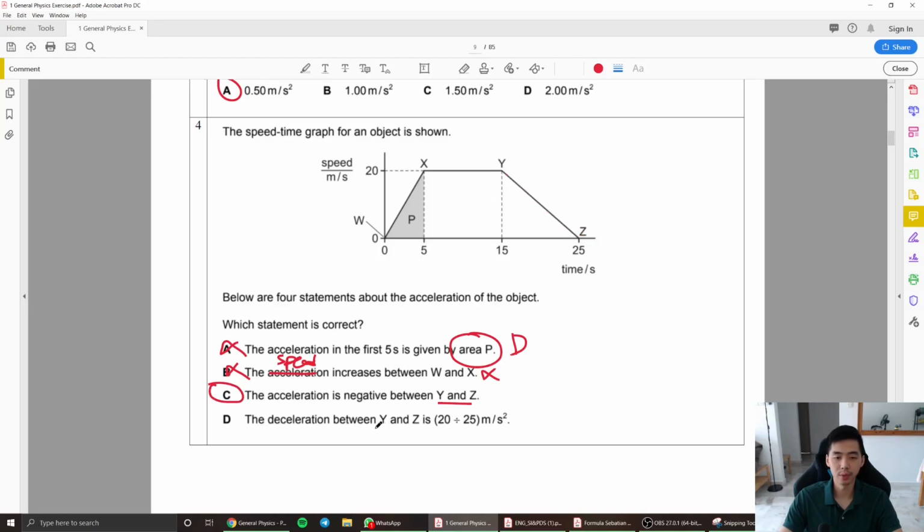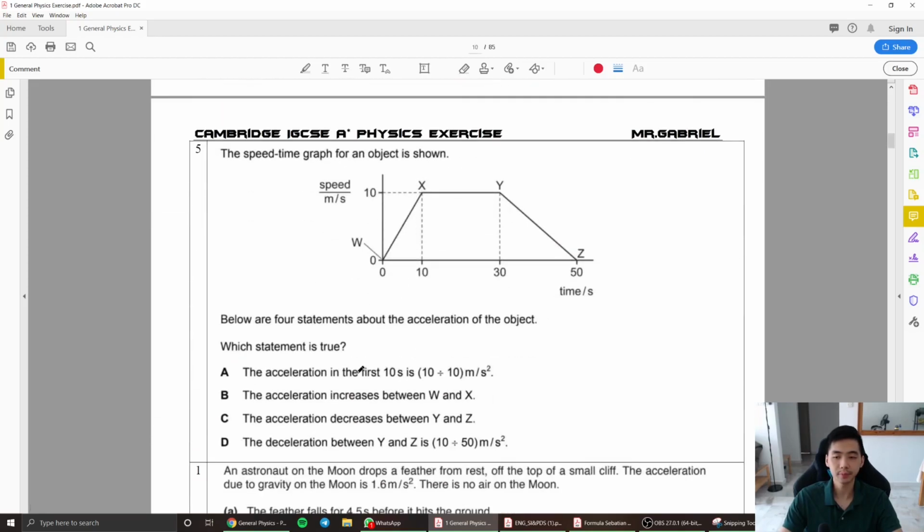The deceleration between Y and Z is 20 divided by 15. Definitely not. Divided by 25, not possible because the time should be 10 instead. This should be 10. Answer is C in this case here.